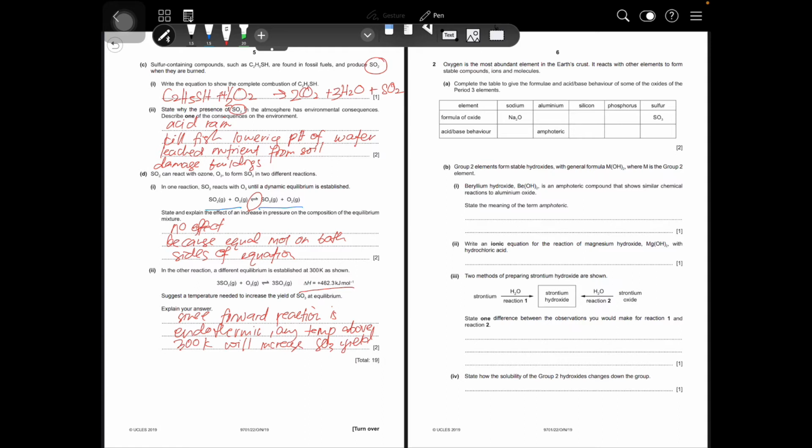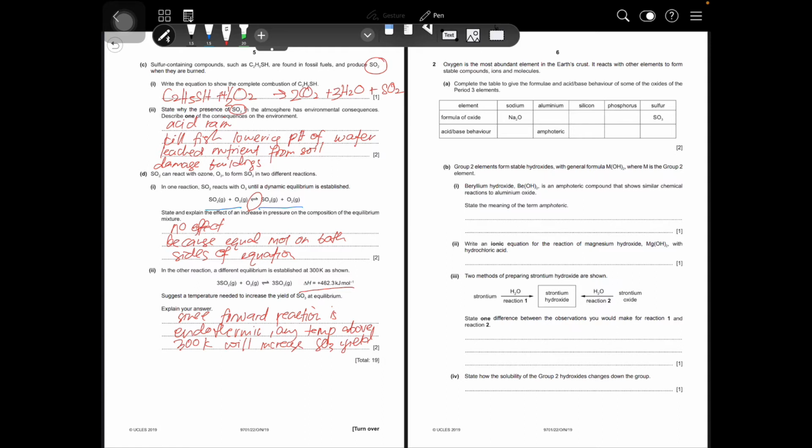Question 2. Oxygen is the most abundant element in the Earth's crust. It reacts with other elements to form stable compounds, ions, and molecules. So complete the table to give the formula and acid-base behavior of some of the oxides of the period 3 elements. Across period 3, the oxide becomes more acidic with amphoteric in the middle. So that means on the left hand side you will have a basic oxide, and on the right hand side of the periodic table you will have an acidic oxide.